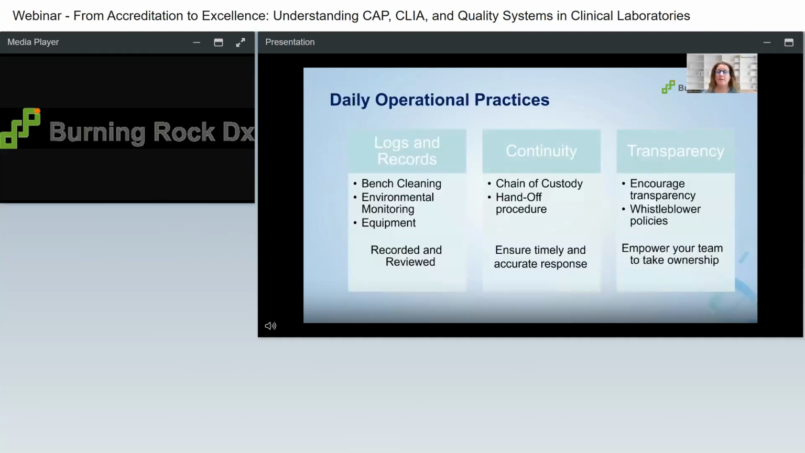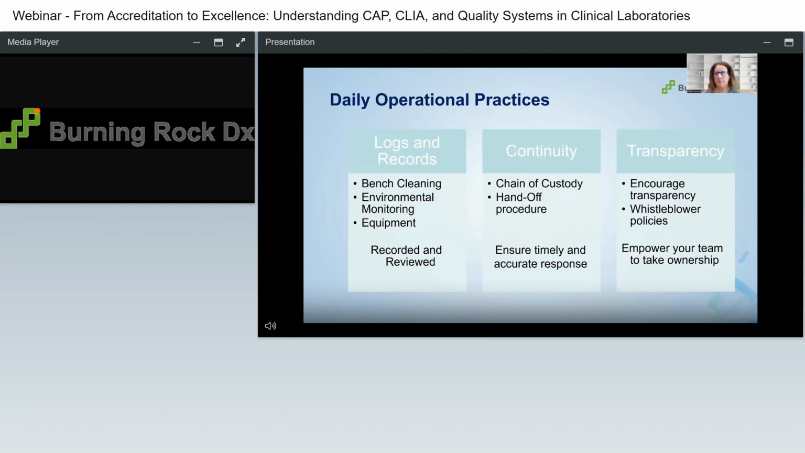Next up, we'll talk about daily operational practices. These are things that are done every day by the lab to ensure continuity and transparency. Starting with logs and records, we have our bench cleaning records, environmental monitoring, and equipment maintenance, and all of that is being recorded and, again, reviewed. Not just that you're writing it down, but that someone is actually looking at it and reviewing it.